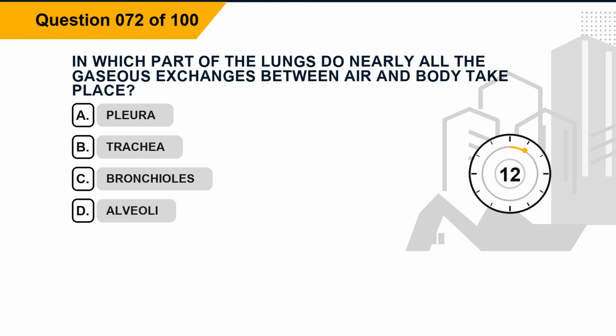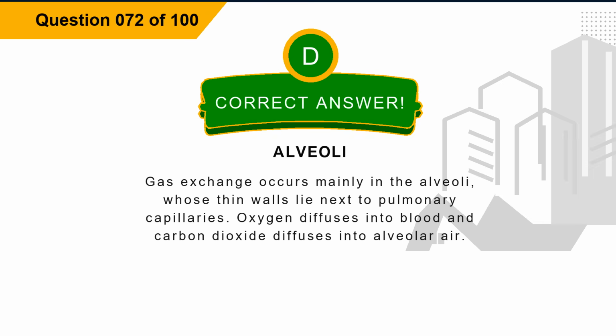Question 72. In which part of the lungs do nearly all the gaseous exchanges between air and body take place? Option A, pleura. Option B, trachea. Option C, bronchioles. Option D, alveoli. The correct answer is option D, alveoli. Explanation. Gas exchange occurs mainly in the alveoli, whose thin walls lie next to pulmonary capillaries. Oxygen diffuses into blood and carbon dioxide diffuses into alveolar air.